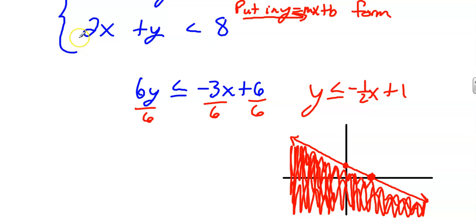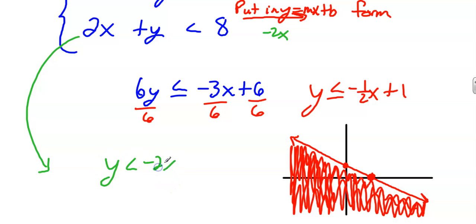Okay, so for the second equation, we're going to do that one down here. To get that one in y equals mx plus b form, we're just going to subtract 2x from both sides and it's going to be good to go. So it's going to be y is less than negative 2x plus 8.